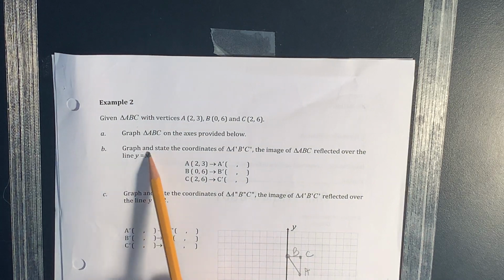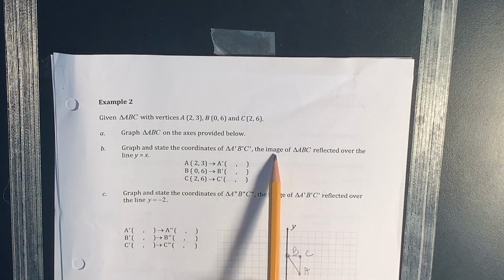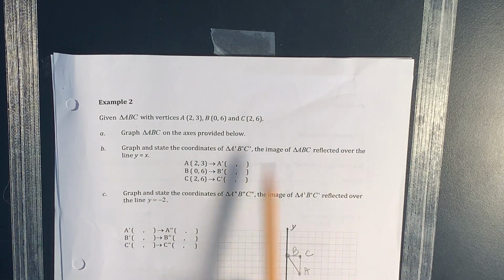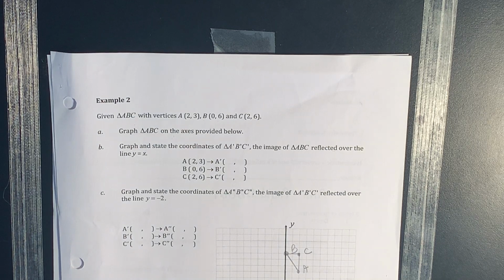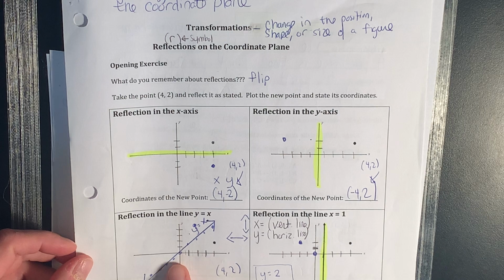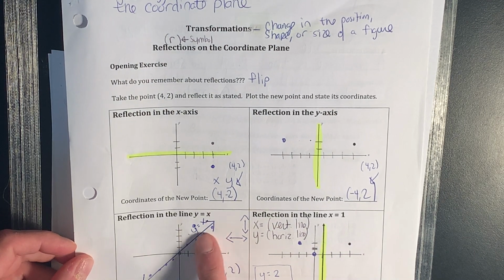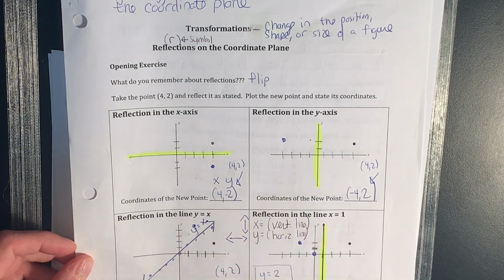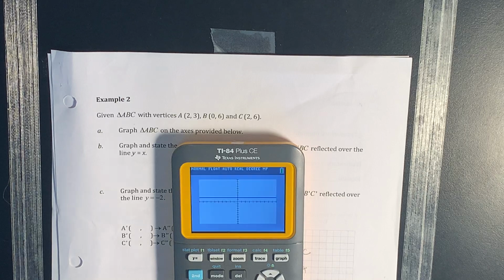Okay, down to part B, it says, graph and state the coordinates of triangle A prime, B prime, C prime, the image of triangle ABC reflected over the line y equals x. Well, remember from our front page what the line y equals x looks like. I'm going to go back. Here's what y equals x looks like. Remember, you can type this in your graphing calculator to determine the points that lie in this line so you can graph this line. So I'm going to go back to my graphing calculator.